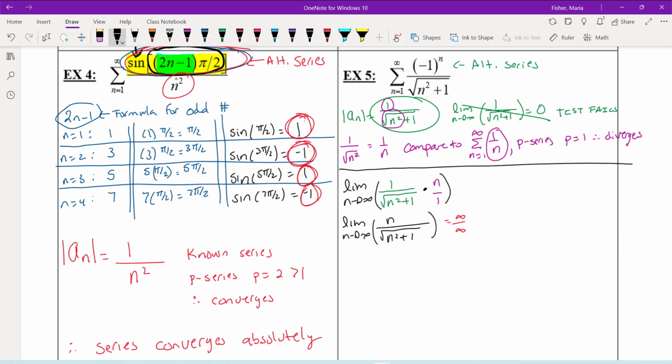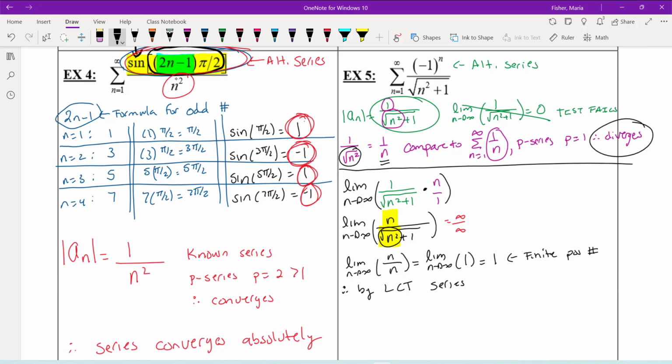or we can again just look at those leading terms. I'm going to have an n over the square root of n squared. Well, I know that the square root of n squared cleans up to just be n, so this is just n over n. Well, what's the limit as n goes to infinity of n over n? Really that's just the limit as n goes to infinity of 1, which is 1. 1 is a finite positive number. Therefore, by the limit comparison test, we know that our series diverges.